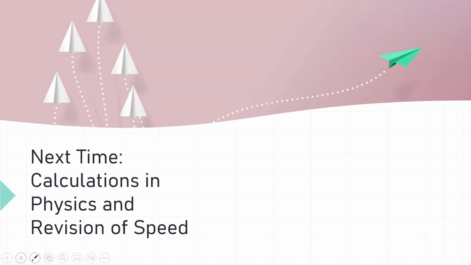Now, the next video is not going to be delivered in the classroom as flipped classroom suggests. You're going to be doing it at home. So what you'll need to be doing before next lesson is having a watch of the next video, which you can find in the Module 1 playlist, which is calculations in physics and some revision on speed. But until then, have a good one.